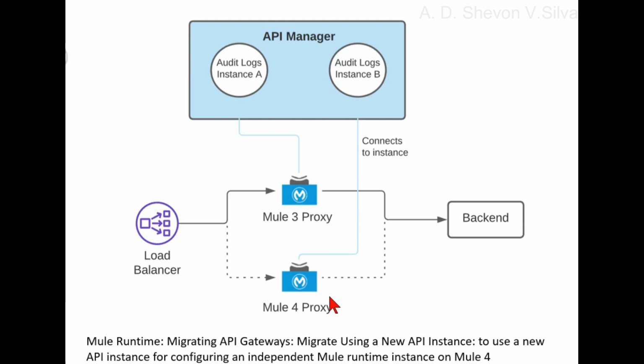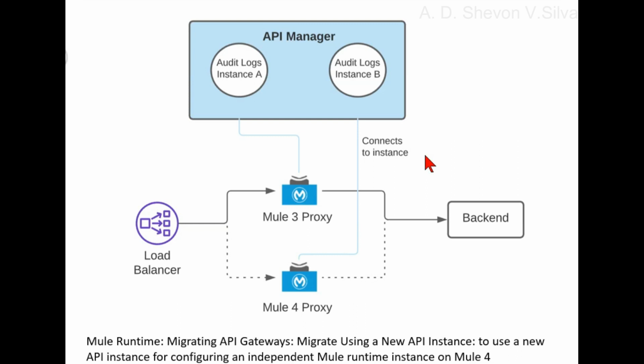In migrating API gateways in Mule Runtime, to use a high-level proposal illustrated in this diagram, to use a new API instance for configuring an independent Mule Runtime instance on Mule 4 here. If your Mule application is not a proxy, the same proposal applies to your migration procedure without backend component.